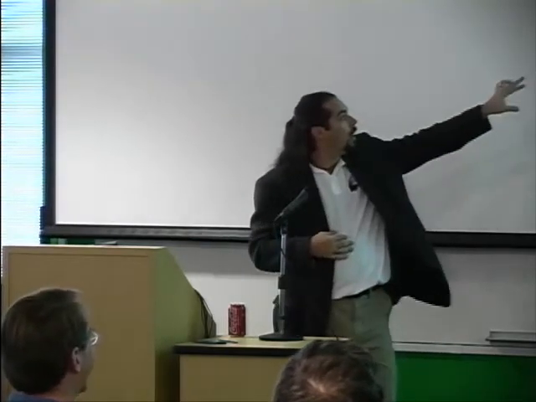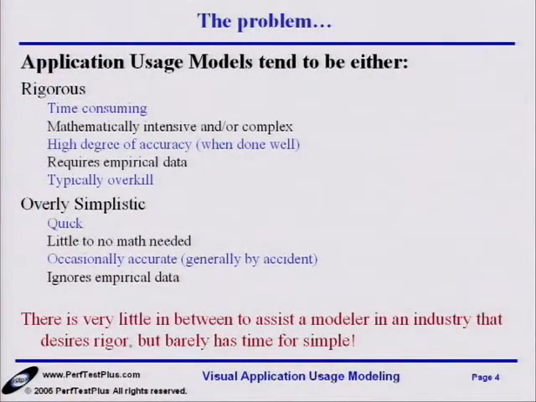So instead, what we end up doing all too often is what I classify as overly simplistic. It's very quick, little or no math. It's occasionally accurate, and I stress occasionally accurate, generally by accident. And basically pretty much ignores any empirical data you have, because what good's empirical data if you're not going to do any math with it? So what we've noticed out in the field is that there's very little in between these two methods to help people in a fast-moving environment, in a non-academic environment, to get some degree of accuracy and confidence in our usage models that we're then going to use, of course, for testing, for development, to figure out, for example, what areas of an application are most critical.